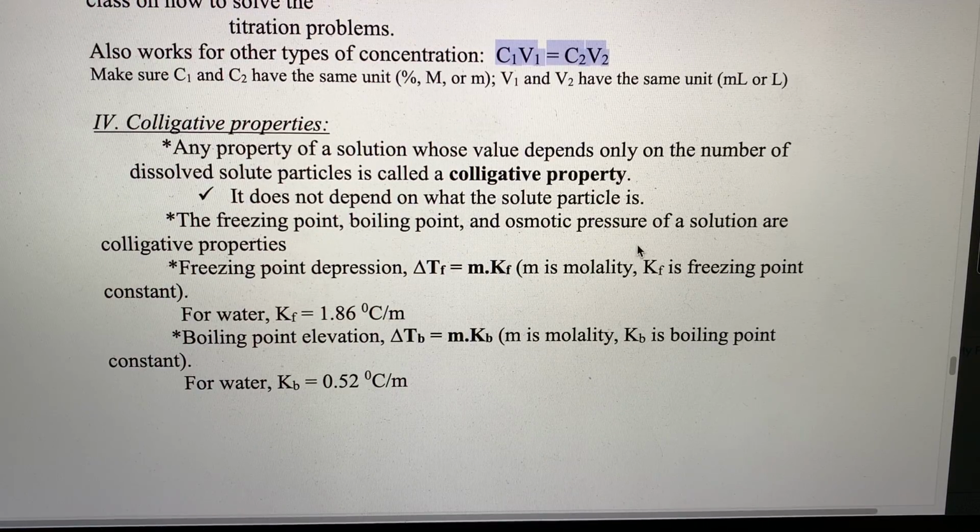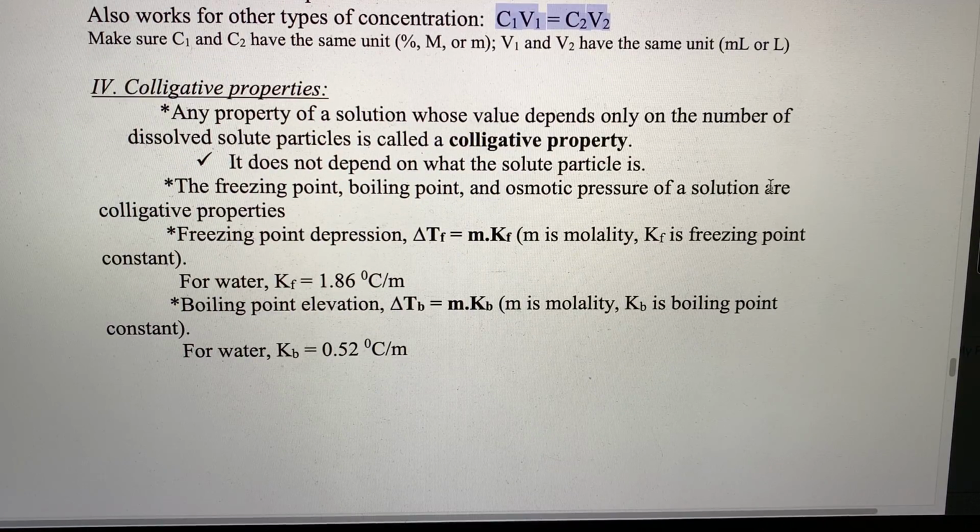Now, molality is really important because we need it to calculate the colligative properties, which means every time you add a solute into a solvent, you will change the boiling point and also the freezing point and osmotic pressure.